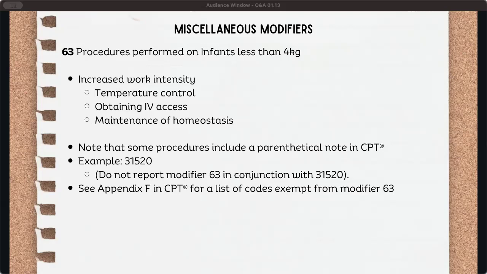Now you do have an Appendix F in the CPT manual that does have a list of all of the codes that are exempt from modifier 63. So if you are ever second guessing yourself as to whether or not the modifier 63 would be appropriate, then you can check your Appendix F to determine whether or not you can append that modifier 63.